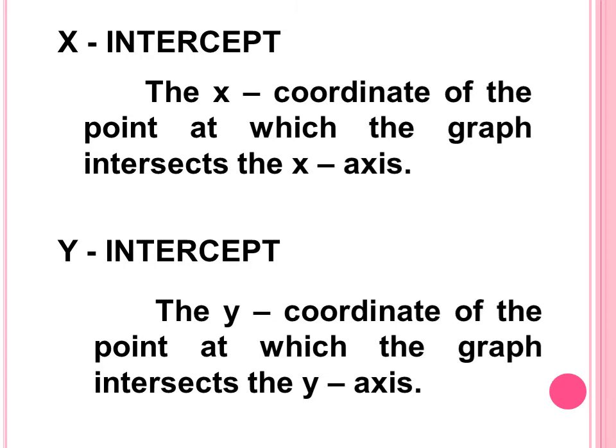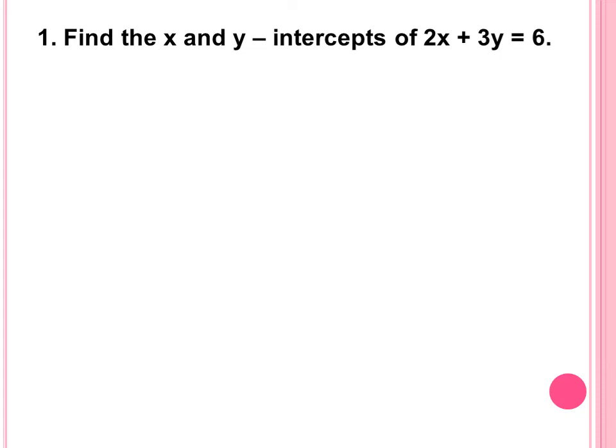Okay, let us have our first example. Find the x and y-intercepts of 2x plus 3y is equal to 6. So, dalawa ang hinahanap natin, x-intercept at y-intercept. Let us start with this. Kunin muna natin si x-intercept. To get the x-intercept, let y is equal to 0. Ia-assign natin na ang value ni y ay 0.